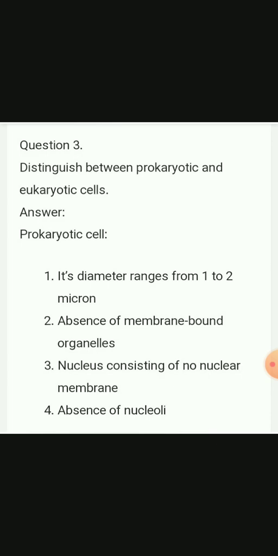Distinguish between prokaryotic and eukaryotic cell. First, prokaryotic cell. Its diameter ranges from 1 to 2 micron. Absence of membrane bound organelles. Nucleus consisting of no nuclear membrane. The last point, absence of nucleoli. In prokaryotic cell, absence of nucleoli.